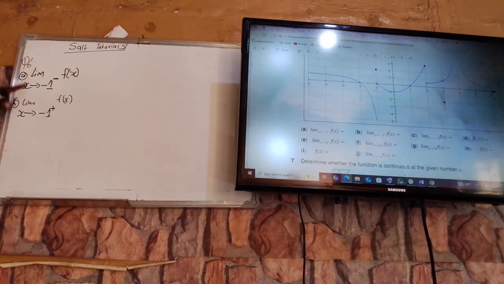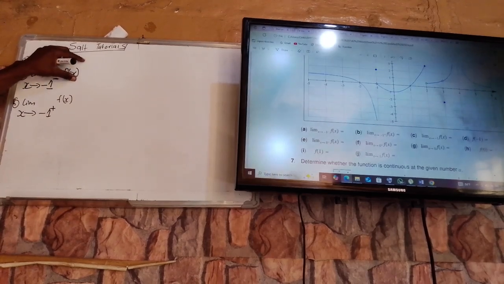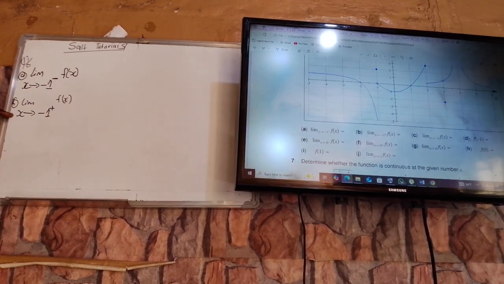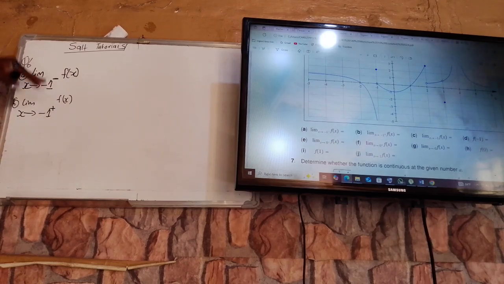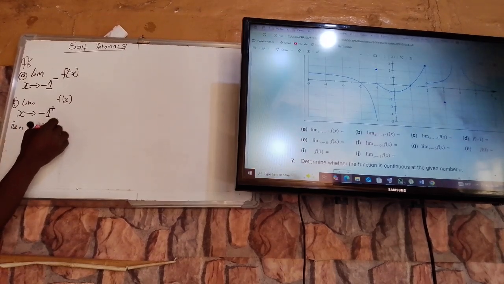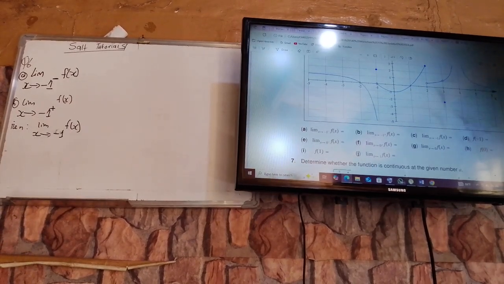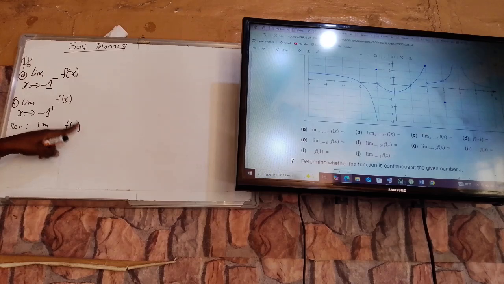Are we okay? So now, if I am approaching -1 from the left direction, the answer I get, if it is equal to the answer I get when approaching from the positive direction, if these two are the same answers, then the general limit as x approaches -1 of f of x will exist. But if these two values are different, then the limit as x approaches -1 of f of x will not exist.